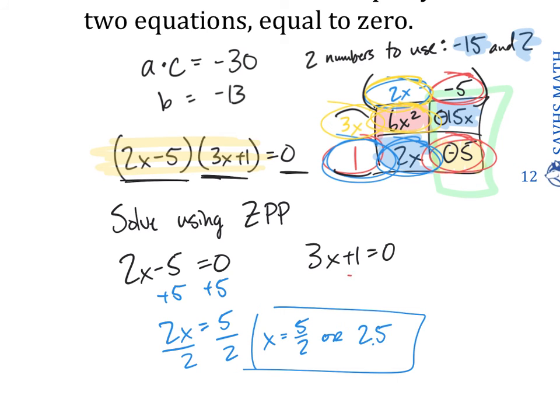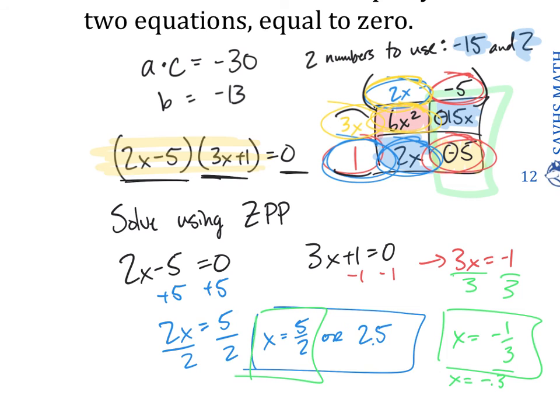On this side, minus 1, I get 3x equals negative 1. Divide both sides by 3, and I get x is negative 1/3. I guess you could say x is negative 0.333333. Okay, I like this better. Okay, these are your answers to the equation.